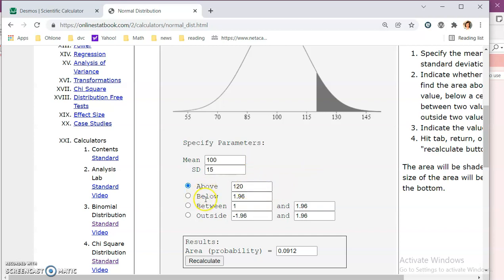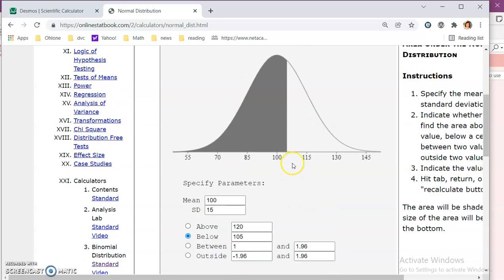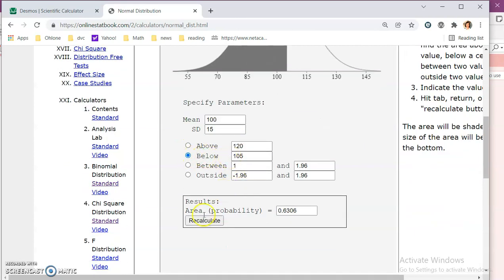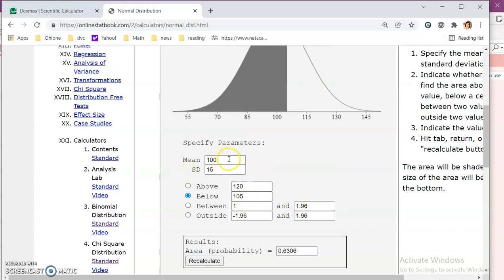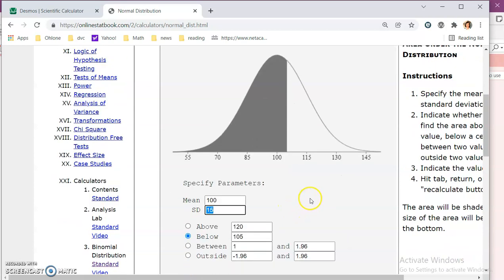And then to find probability, you would use the same thing: above, below, between, outside. So if I want to do below 105, I would ask, what is the chance that someone's IQ score is below 105, or any number that's below 105? So you would hit below and then recalculate. The probability shows up here. So basically, you enter the mean and standard deviation, click one of the options you want to find probability for, either above, below, between, or outside, and then hit recalculate. That is how you use the normal calculator in a nutshell.